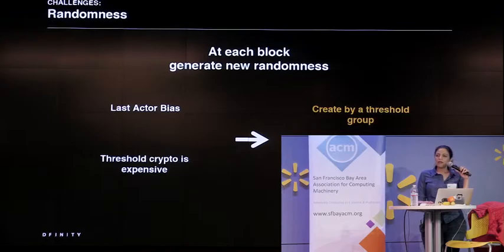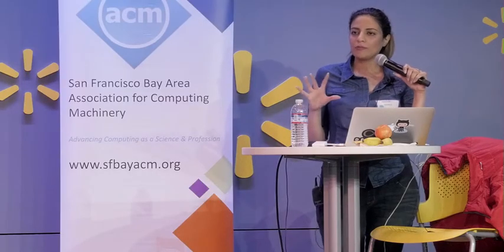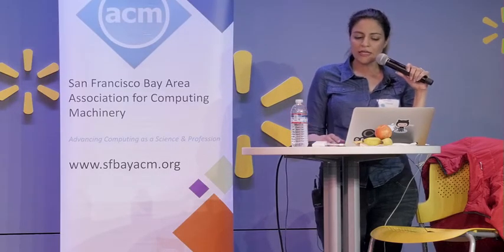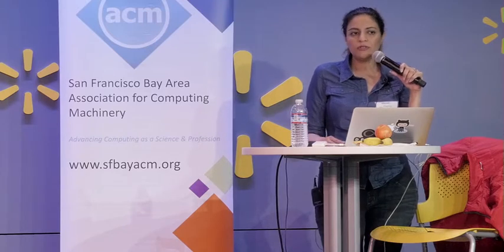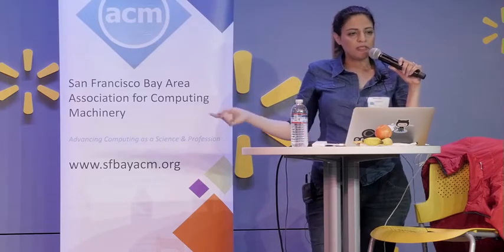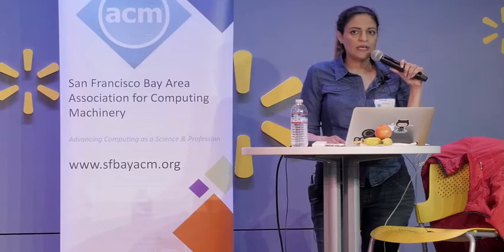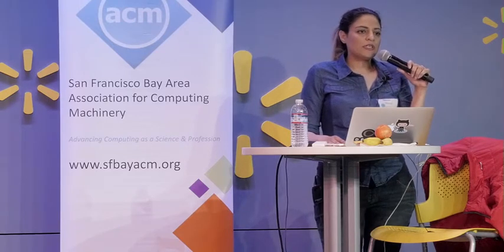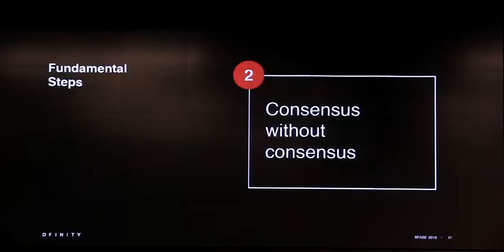But the important part of the work is that we understood we can reuse the randomness. We don't need fresh randomness at every step. We can create one randomness at the start and then sign on it, sign on it again, and reuse the randomness. And this way, because we can reuse it, it's not that expensive anymore. We call this second fundamental step that we did at Dfinity consensus without consensus.